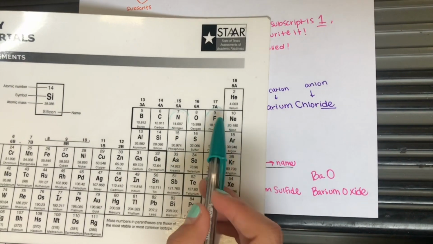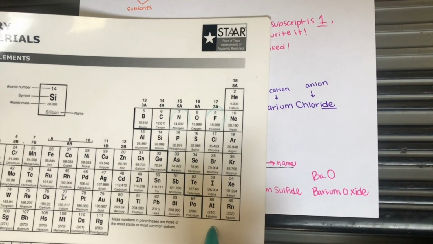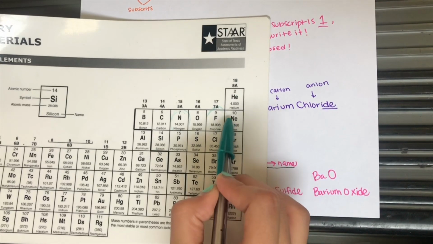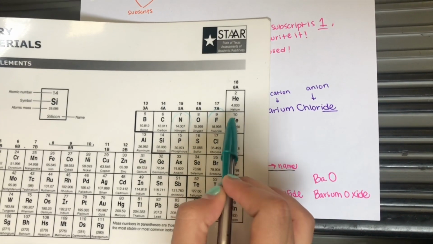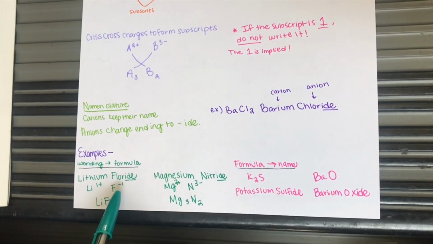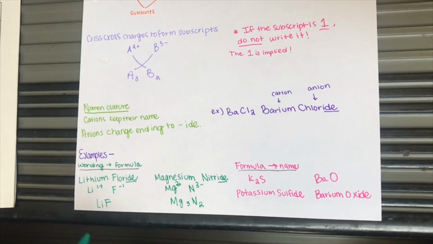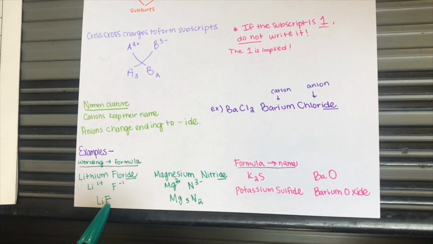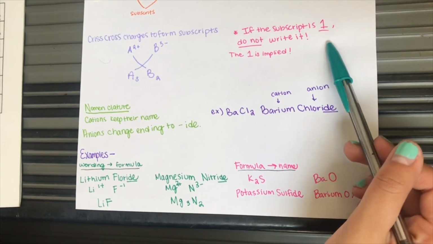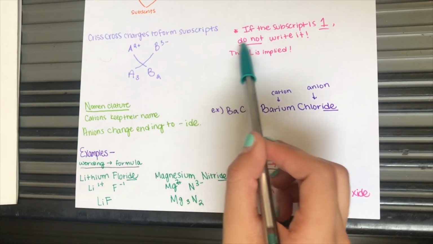Fluorine is in the 7A family group, and it has a negative charge of 1, and that's why its charge is -1, which comes out to be LiF because the subscript 1 is not going to be written because the 1 is implied.